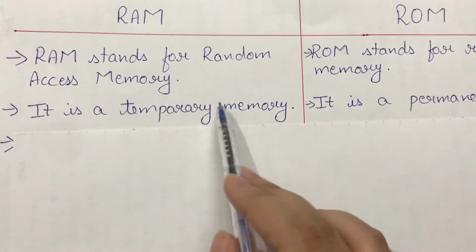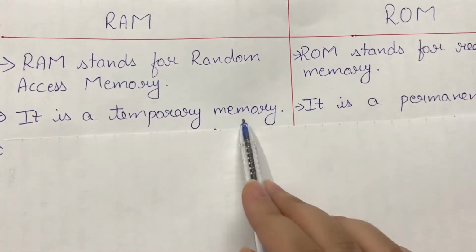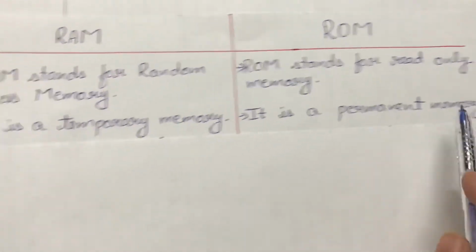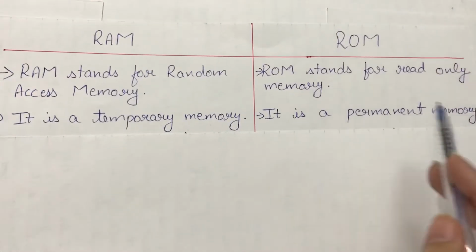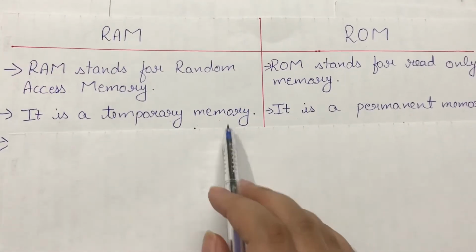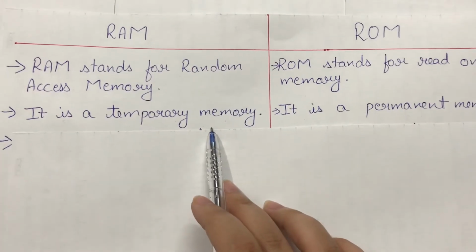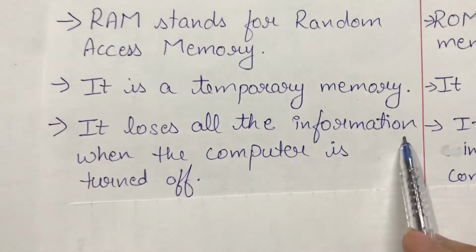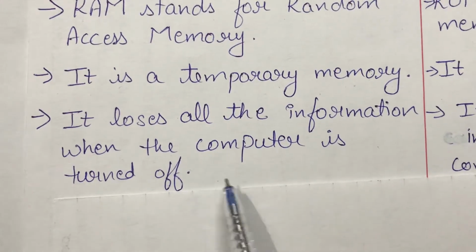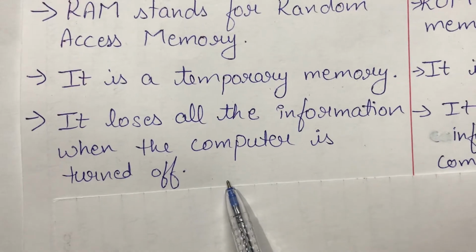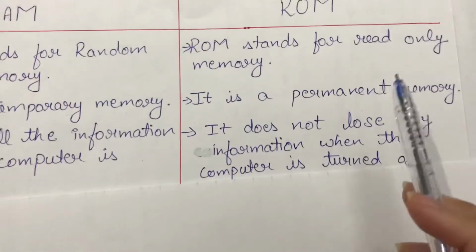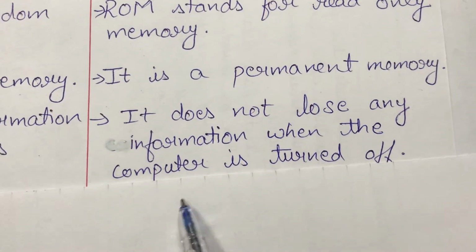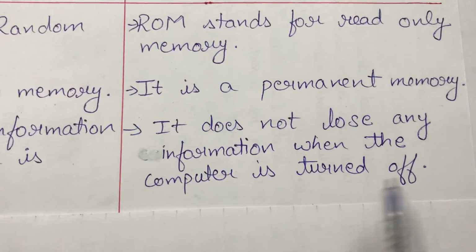RAM is a temporary memory. ROM is a permanent memory. Understood, students? Why is RAM a temporary memory? Because it loses all the information when the computer is turned off. And why is ROM a permanent memory? Because it does not lose any information when the computer is turned off.